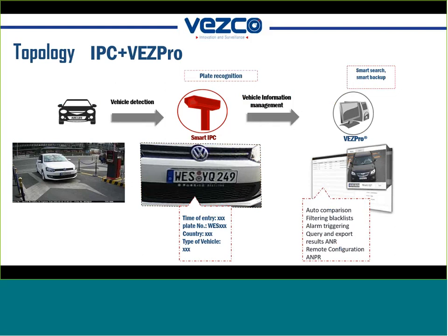So here is when we have the camera connected to your VEZPro. This is for the licensed version. The same thing would happen. You would have a vehicle entering where the camera is going to recognize the vehicle, read the license plate, giving me the time of entry, the plate number, the country, and the type of vehicle, sending on this information. Now, not to the NVR, but rather to the software, where the software is going to do the same things. It's going to do auto comparison, filtering blacklist, alarm triggering, query and export results of ANPR, and remote configuration of the ANPR.